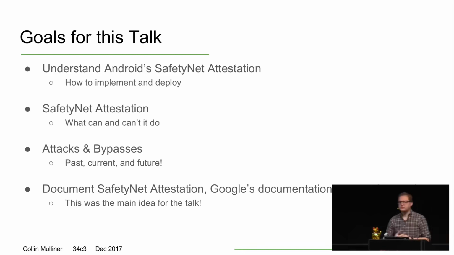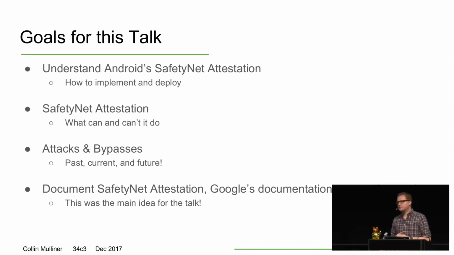So what are the goals for this talk? The main goal for this talk is, of course, understanding what Android's SafetyNet and especially the attestation API is, and actually how to really implement and deploy it. As you will see throughout the talk, it's not that straightforward, unfortunately. And then we're going to look at the attestation API, really what can it do for you and what can't it do for you.